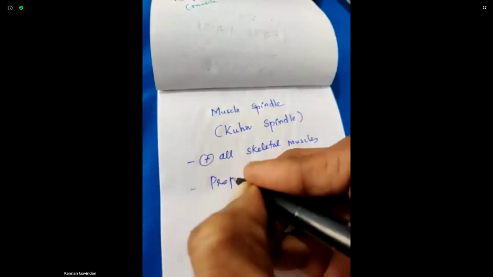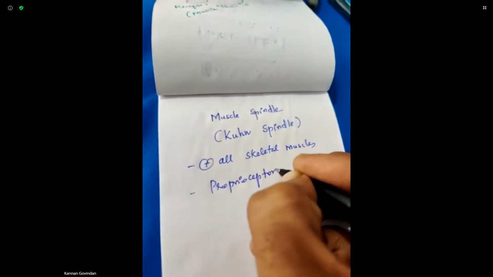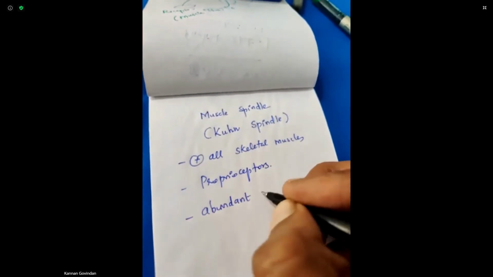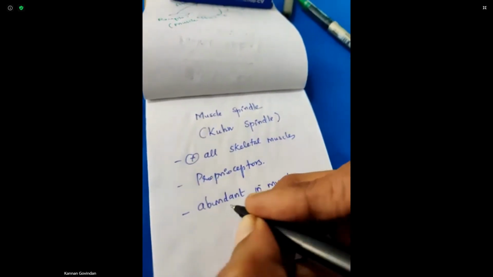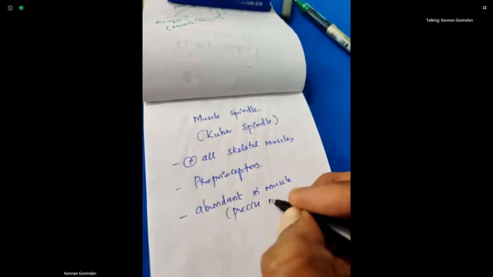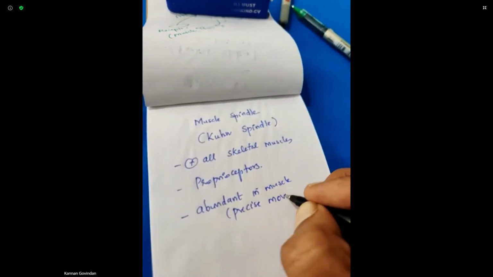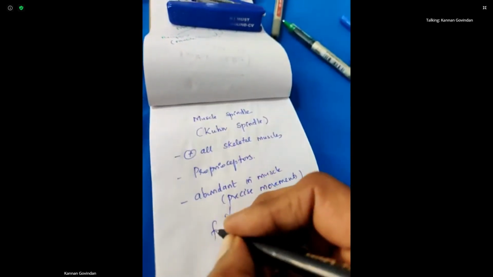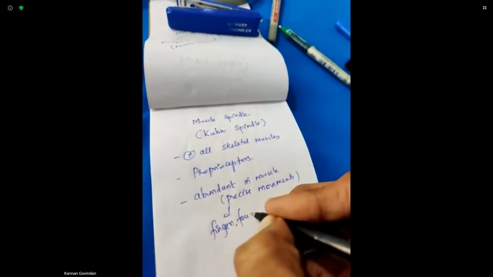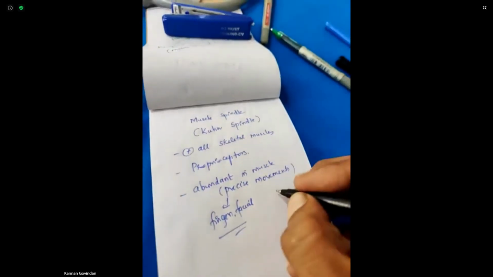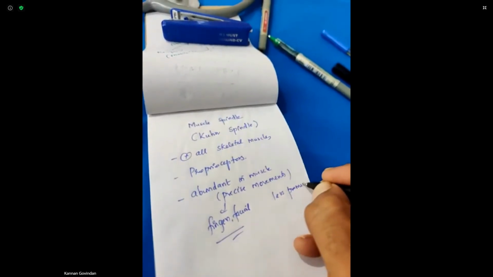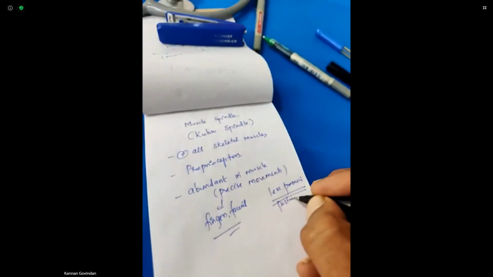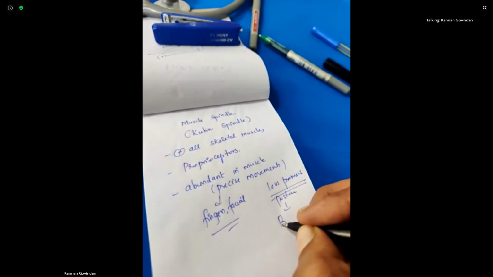They are the major proprioceptors. They are abundant in muscles which carry precise movements. The muscles which are doing precise movements, like muscles of our fingers, facial muscles, etc., there they are abundant. They are less in number in muscles which are less prominently involved, posture regulating muscles, like our muscles of the back.